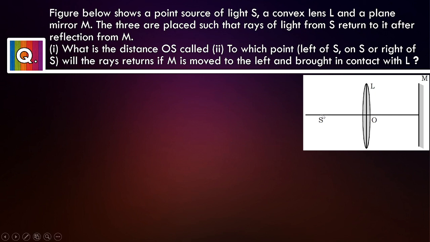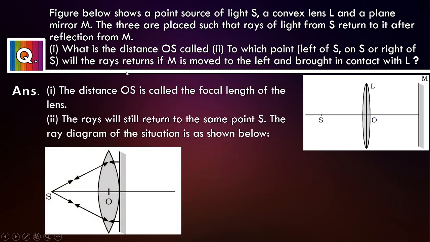Now, the question: the figure below shows a point source of light S. Here you can see S, a convex lens L, and a plane mirror M, right? There are three places where a ray of light from S returns to it after reflection from M. Here we ask, what is the distance OS called? From O to S, from the optical center to S. As you observe, the light when refracted will meet at one point, we call it the focus, and the distance from O to S is called the focal length.